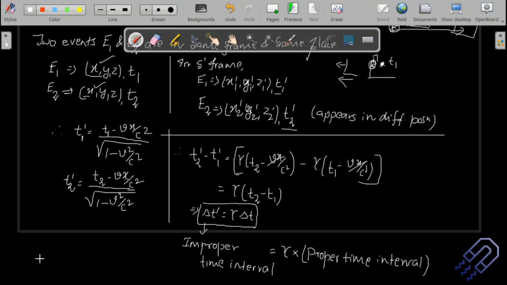So in that space rocket example that we have taken, we found that delta t prime was 1.25 hours, but delta t was equal to 1 hour. That means if we have the watch on the spaceship, the time that we measure is proper time. If we have the watch on planet Earth, we're basically measuring the improper time.